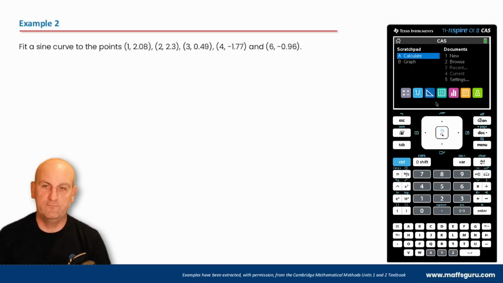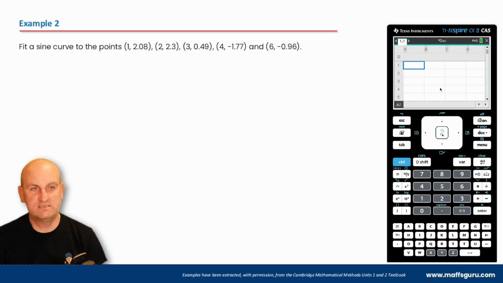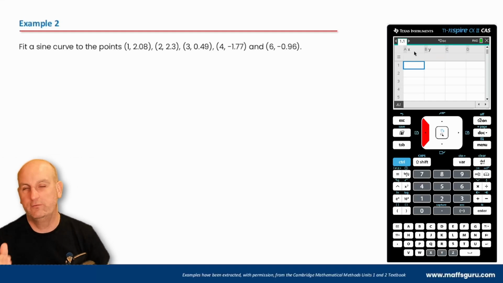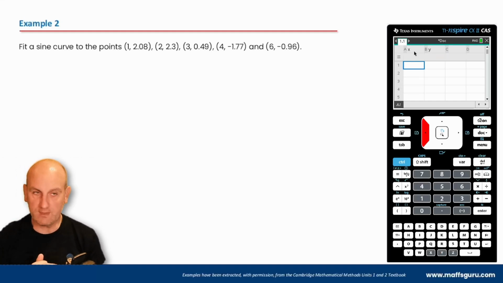Fit a sine curve to the points there. They've only given me 5 points. How on earth would my calculator do that for me? Right, well, the first thing I'm going to do is a list and spreadsheet. Firing up my list and spreadsheet, it's very much just like Excel. And I always tell my students to make sure that you label the titles of the columns first. If you don't, you have the risk of losing your data.